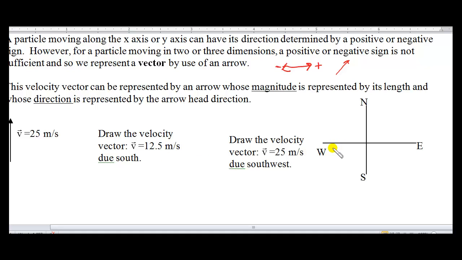And then go over here and draw the velocity vector v equals 25 meters per second due southwest. And I provided you with a reference system. We have an XY axis here, and east is this way, north is this way, west this way, and we're going to have our starting point right here at the origin. And so I want you to draw a vector that's going due southwest. See if you can do that. Push that pause button and give it a try.